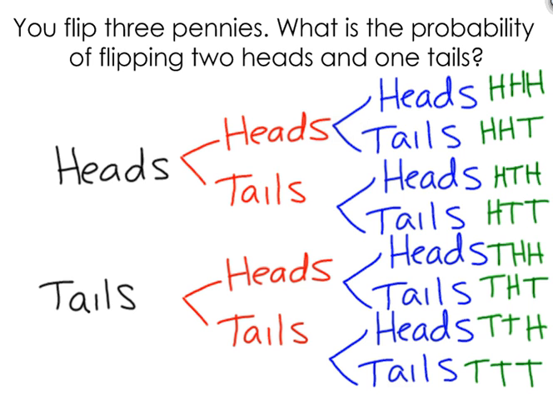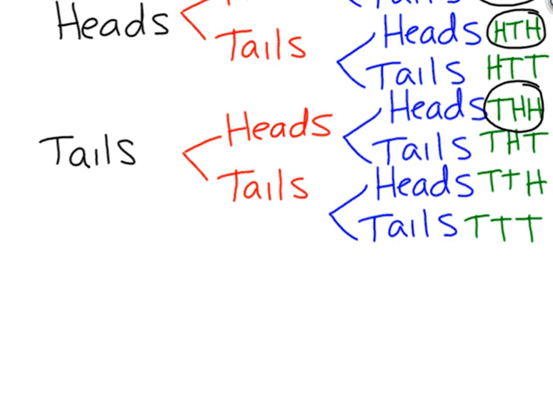So there are my 8 outcomes, and we want to circle all the ones that have 2 heads and 1 tails. So that would be this one, this one, this one, and that's it. So that's going to be a total of 3 out of 8.